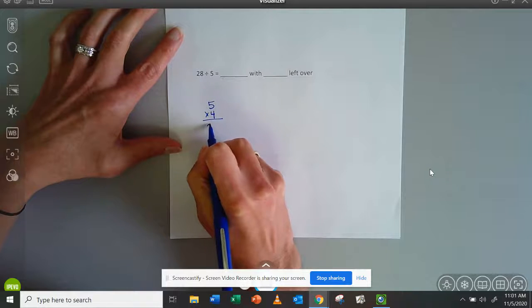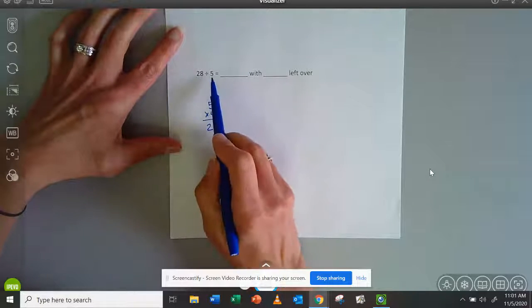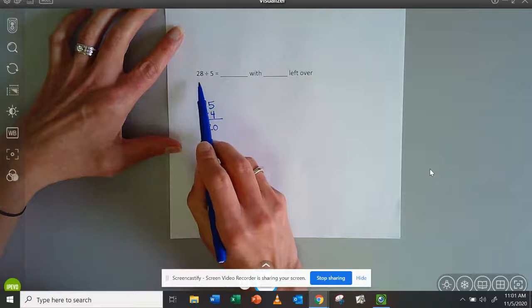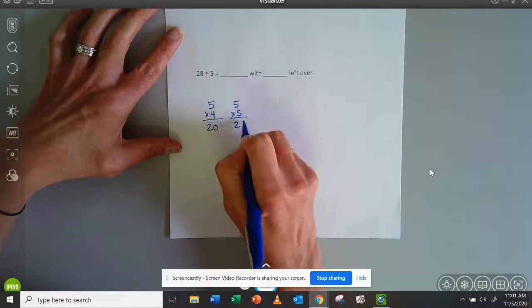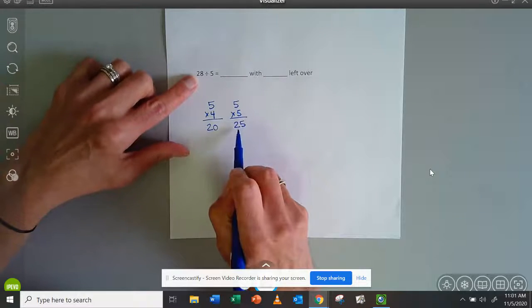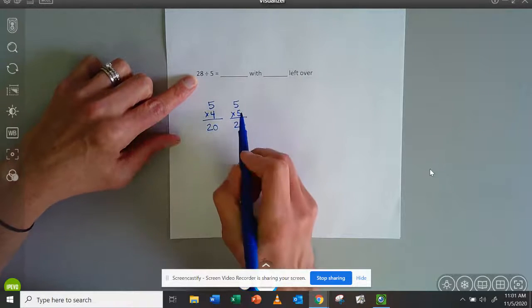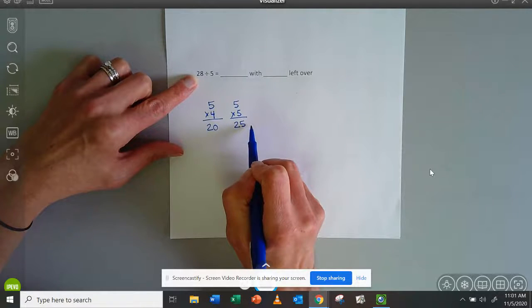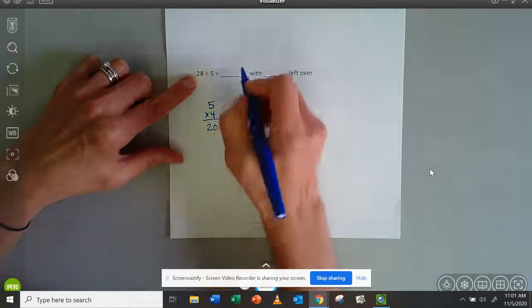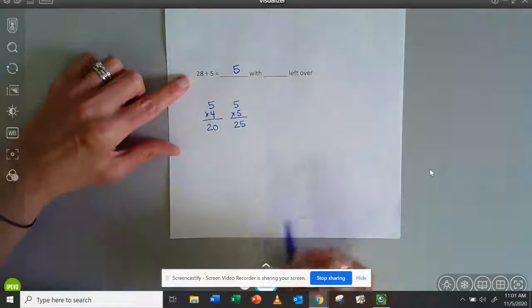That is 20. But if I add another 5, I'm going to be able to get closer to 28 without going over. So I'm going to try 5 times 5 and get 25. Aha, that did not go over 28. So I'm thinking 5 groups of 5 is going to be my answer. Because if I add another 5 on, that's going to take me to 30.